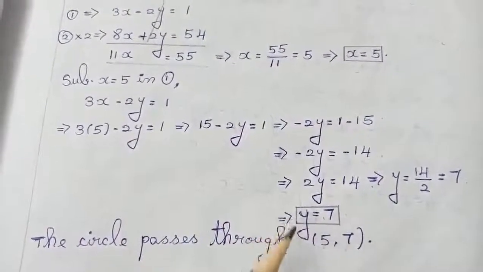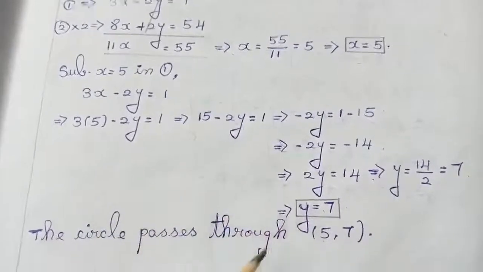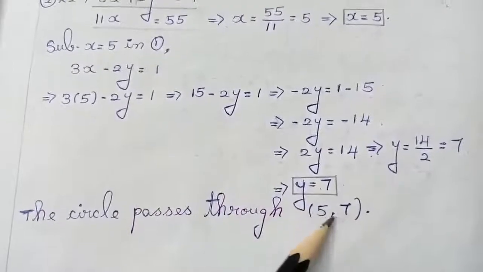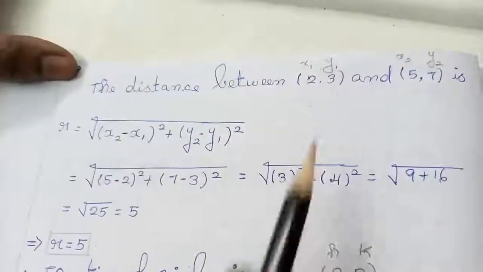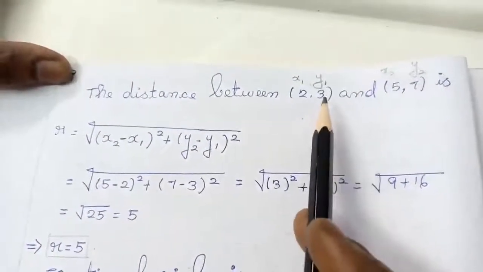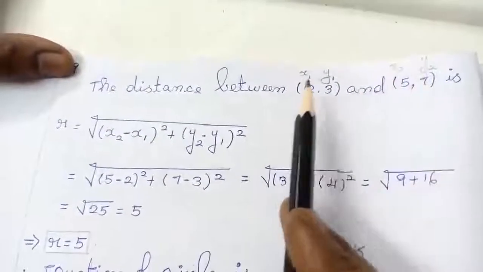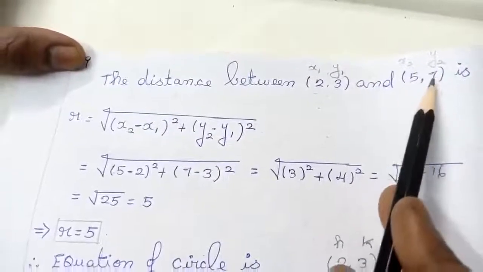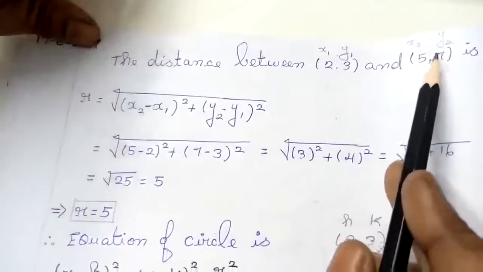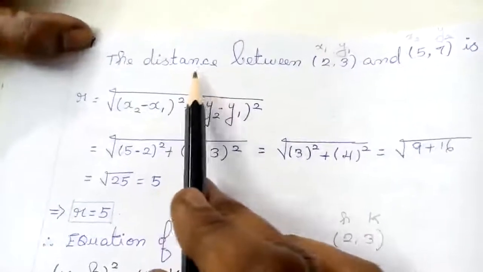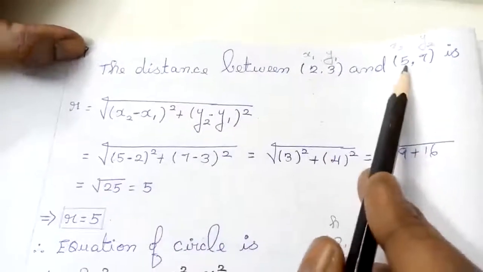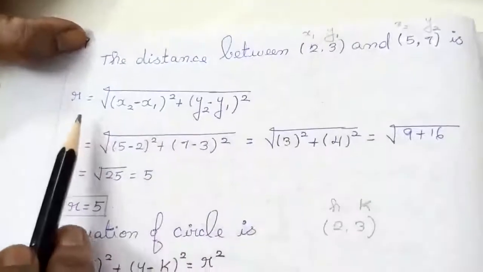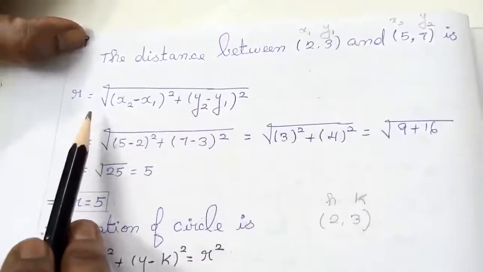The center they have given you. Apart from the center, I am getting one more point, that is, the circle passes through the point (5, 7). So I have the center, which was (2, 3) here students, and the point I got here as (5, 7). What I am going to do here is find the distance between these two points. For what purpose am I finding the distance? I am going to find the value of the radius. That is my target.